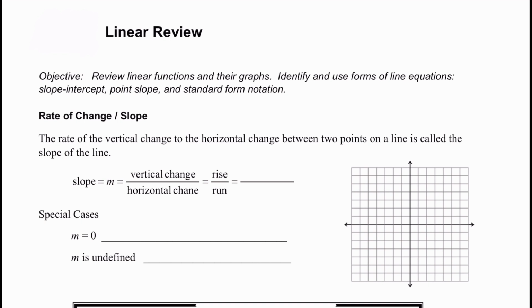The rate of the vertical change to the horizontal change between 2 points on a line is called the slope of the line. Slope is the measure of the vertical change divided by the horizontal change. Sometimes this is referred to as rise over run, and we always use the letter m to represent slope.